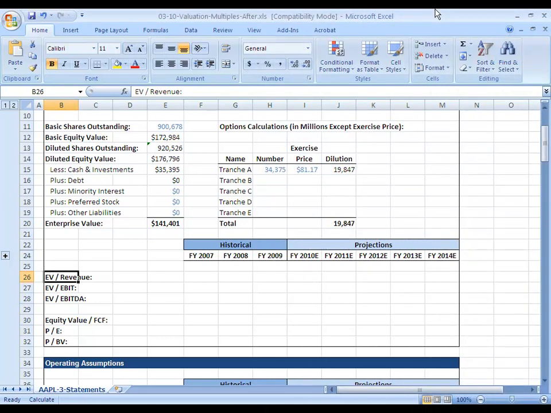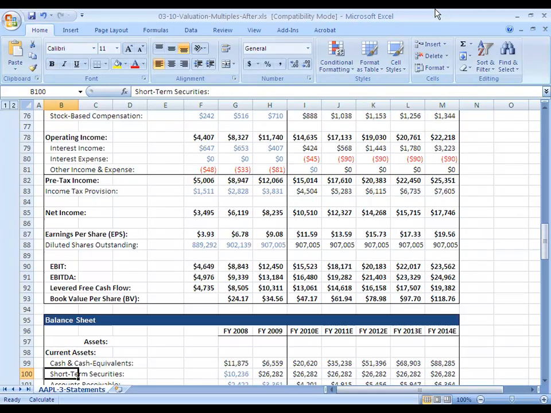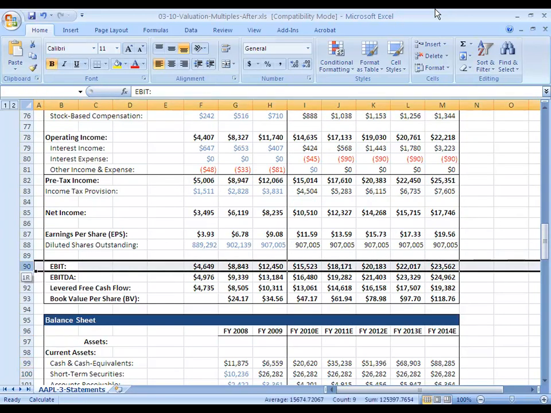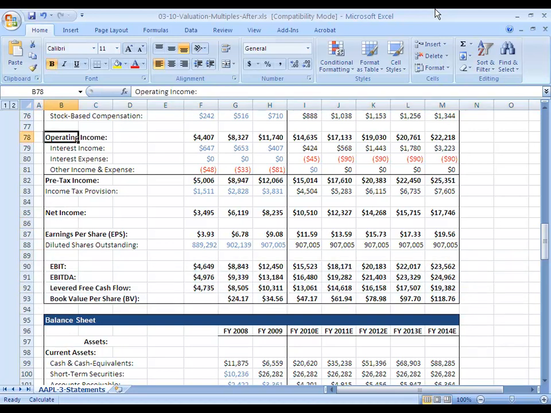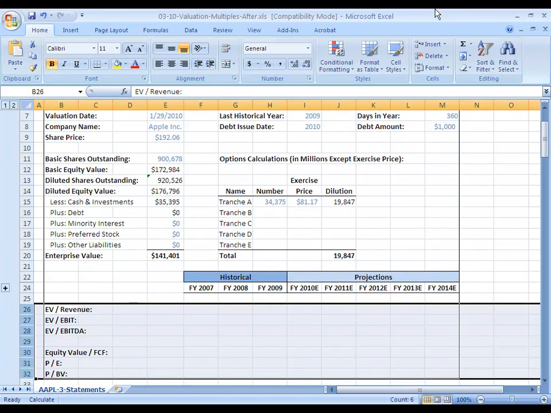In this video, we're going to continue with the next step of moving closer to the valuation side of Apple. And now we're going to use some of the metrics that we looked at in the previous video: EBIT, EBITDA, levered free cash flow, book value per share. And what we're going to do is go up to our summary area right here, and we're going to see how you use these in conjunction with enterprise value and equity value to create what are known as multiples.